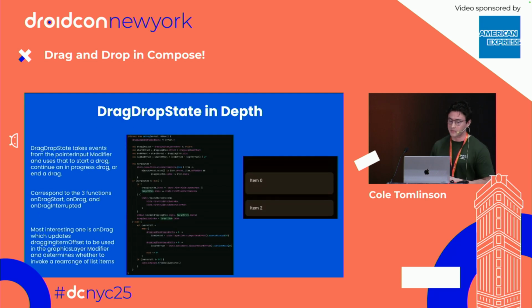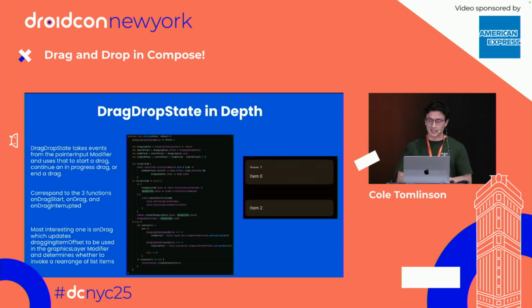Getting into the drag drop state, this is like the brains of the operation. It has knowledge of the lazy list state and has its own state variables to facilitate. So it will take events from the pointer input modifier, use those to start, continue, or end a drag, and crucially, it will make decisions about when to trigger a rearrange in the underlying data set.